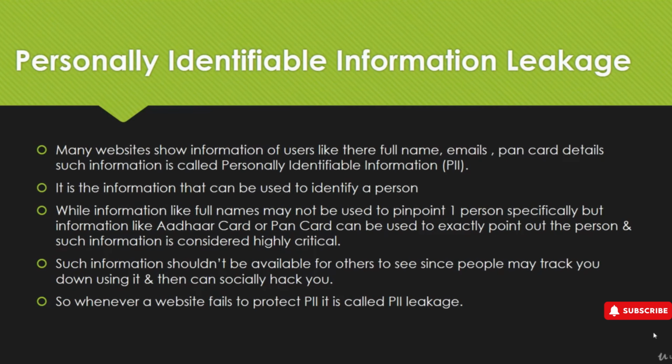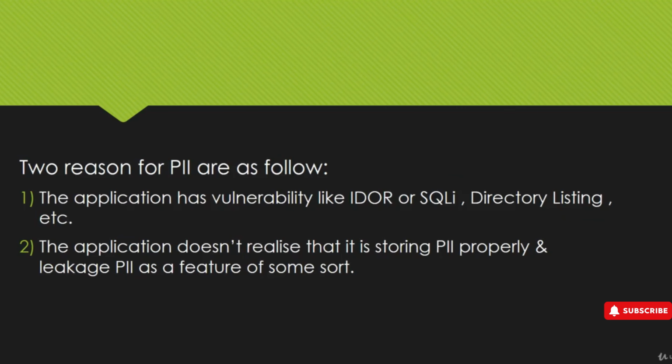Such information shouldn't be available for others to see, since people may track you down using it and then can socially hack you. So whenever a website fails to protect PII, it is called PII leakage. There are two reasons for PII. First, the application has vulnerability like IDOR, which we have discussed earlier, that was insecure direct object reference, or SQL injection, directory listing, etc. Second, the application doesn't realize that it is storing PII properly and leaks PII as a feature of some sort.